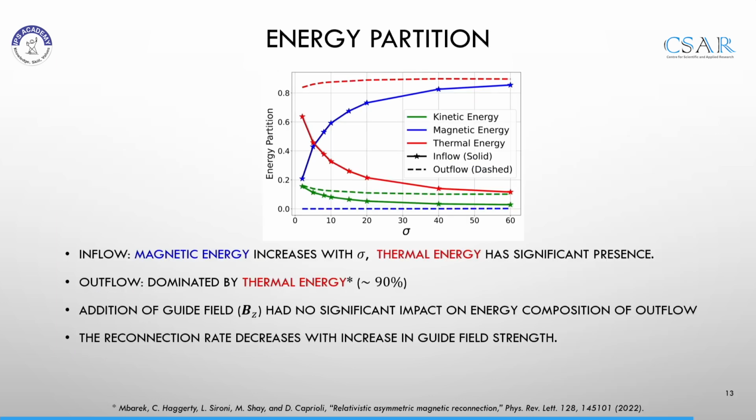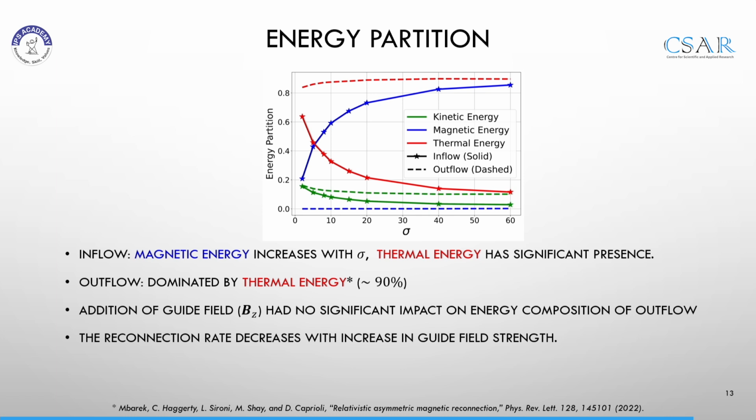Then we do an energy partition, where we look at how the energy is partitioned between magnetic energy, thermal energy and kinetic energy. The solid lines are the inflow. It shows that the magnetic energy is dominating and it keeps on increasing with sigma, as expected. Secondly, the thermal energy has a significant presence here. Whereas the outflow is completely dominated by thermal energy, close to 90%, which was also found by other people in their PIC simulations.